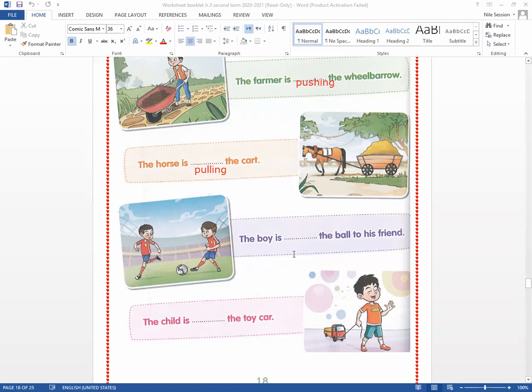Number three, the boy is what to the ball to his friend? This boy here is doing what? Yes, he kicks the ball to his friend. When he kicks the ball, does this ball go far away or towards the boy? Yes, far away. So is it push or pull? Yes, pushing. Right, pushing.